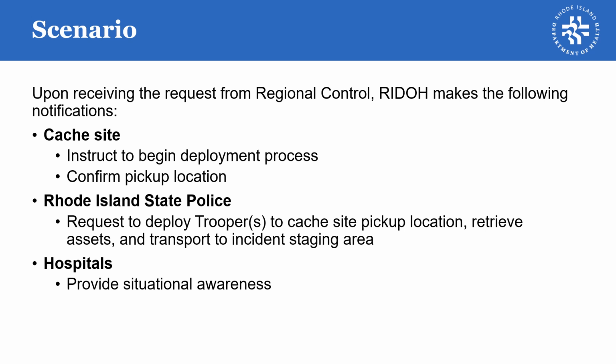After receiving the request from Regional Control, RIDOH communicates with the cache site, the Rhode Island State Police, and hospitals. RIDOH tells the cache site to begin their CHEMPACK deployment process and to confirm the pickup location. RIDOH then requests that Rhode Island State Police deploy troopers to the cache site pickup location, that they pick up CHEMPACK assets, and that they transport assets to the incident staging area. Finally, RIDOH communicates with hospitals to provide situational awareness.